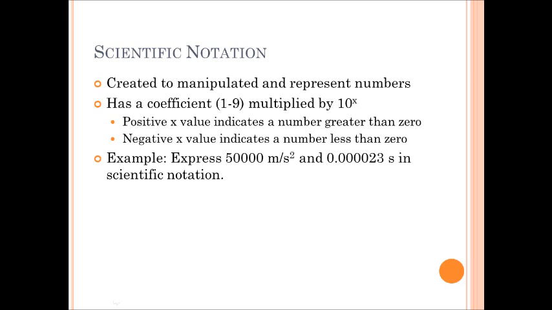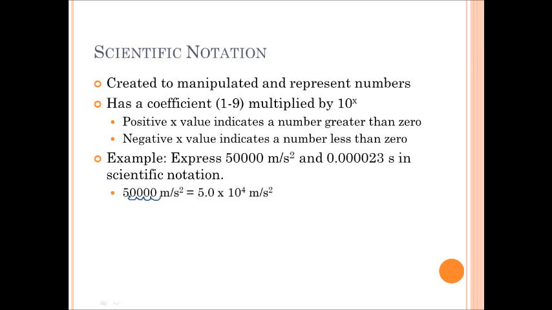50,000 meters per second and 0.000023 seconds. And they want us to write in scientific notation. So, the best way to do this is, for a positive number, you find the first number, in this case 5, and we're going to put a decimal between it and the next number. Our next number is 0. So we're going to write 5.0 times 10, and then we're going to count how many places to wherever the decimal is now. So 1, 2, 3, 4. Because this is greater than 0, it's going to be a positive 4. So 50,000 meters per second becomes 5.0 times 10 to the 4th meters per second squared.